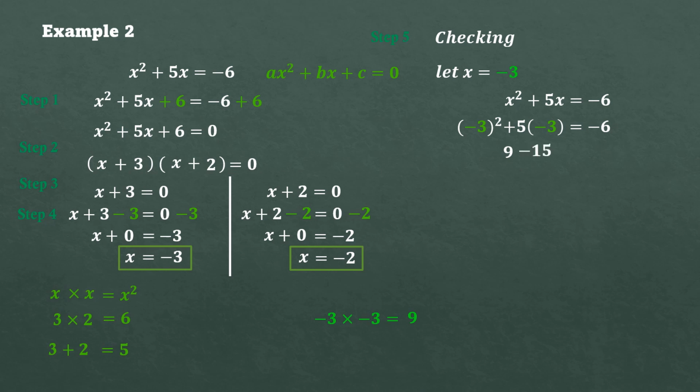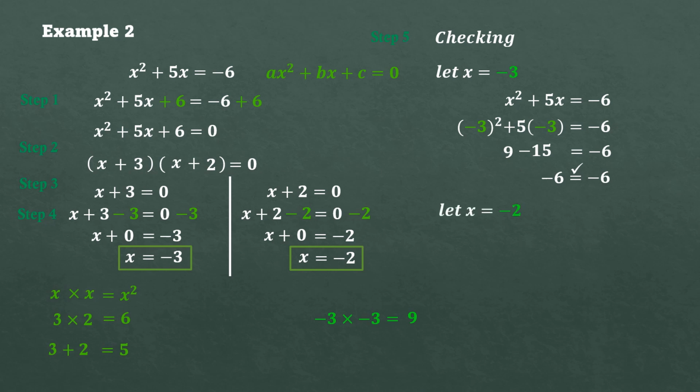Then, 5 times negative 3 is equal to negative 15. Then, 9 minus 15 is equal to negative 6. Since 15 is a greater number than 9, we follow the sign of the greater number, which is negative. So, we have a result of negative 6 is equal to negative 6. Therefore, negative 3 is a solution of the given equation.